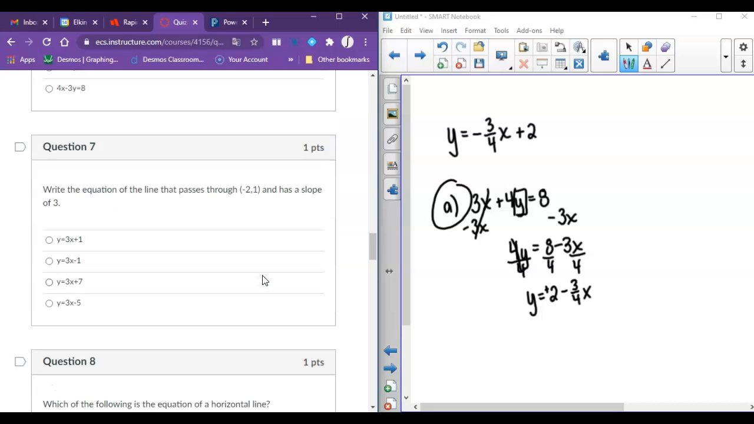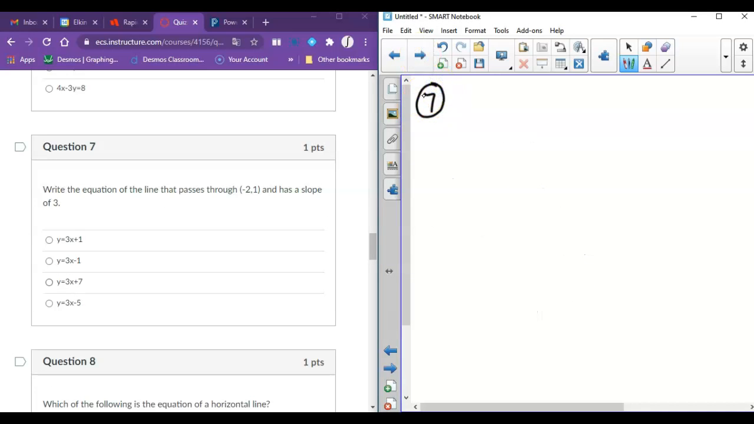Okay. For 7, we have to write the equation of the line that passes through negative 2, 1 and has a slope of 3. To do this, we need to use y equals mx plus b. And so m is our slope. It tells us our slope is 3. So we know we've got y equals 3x plus b.